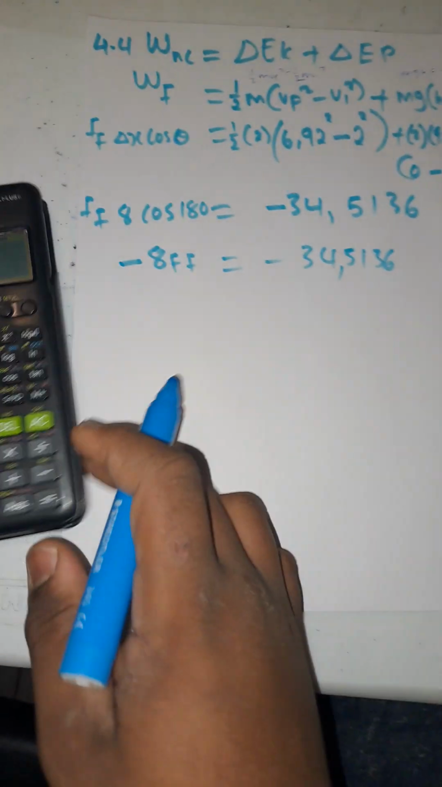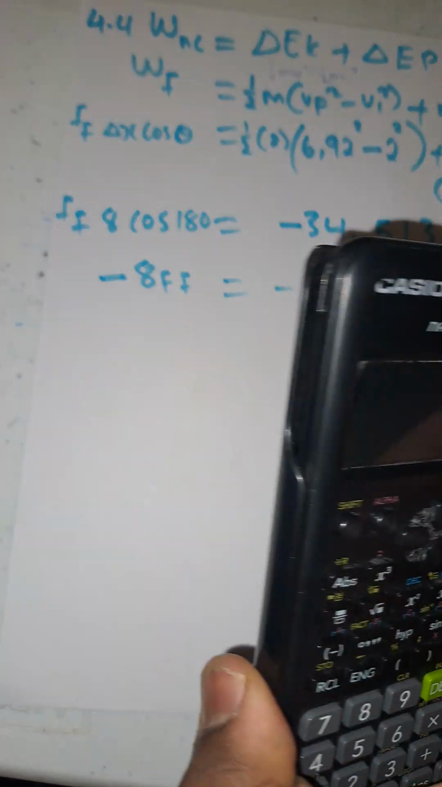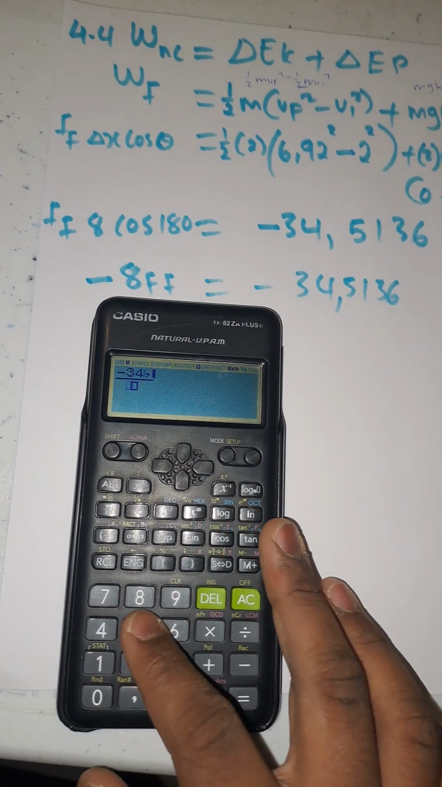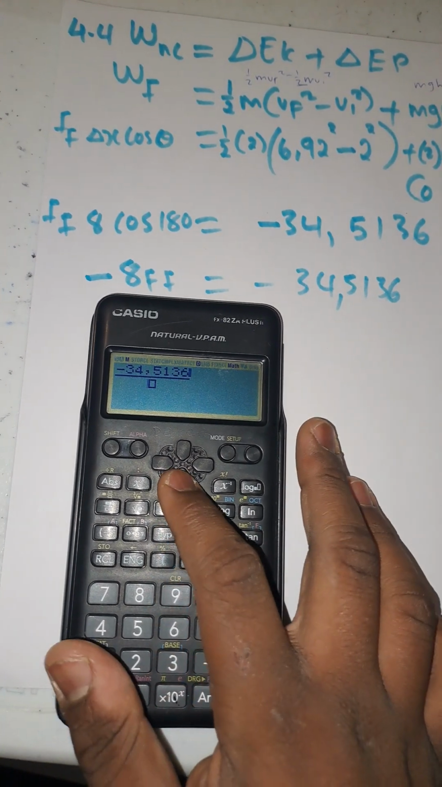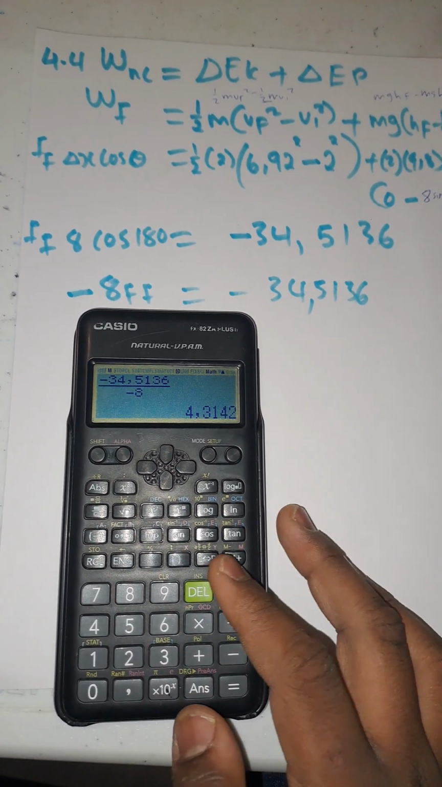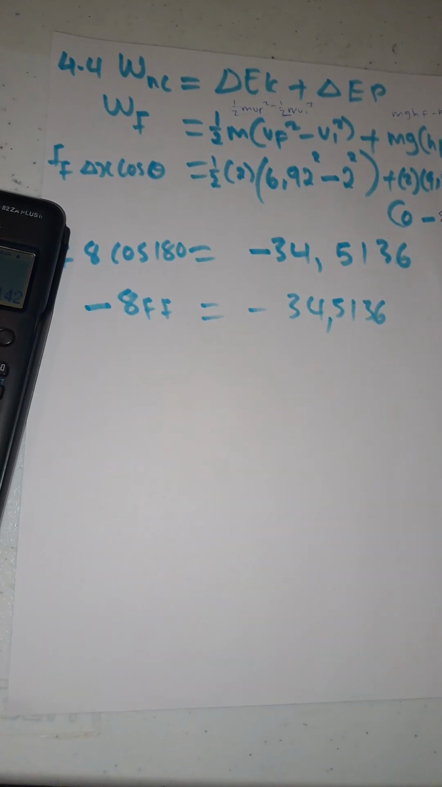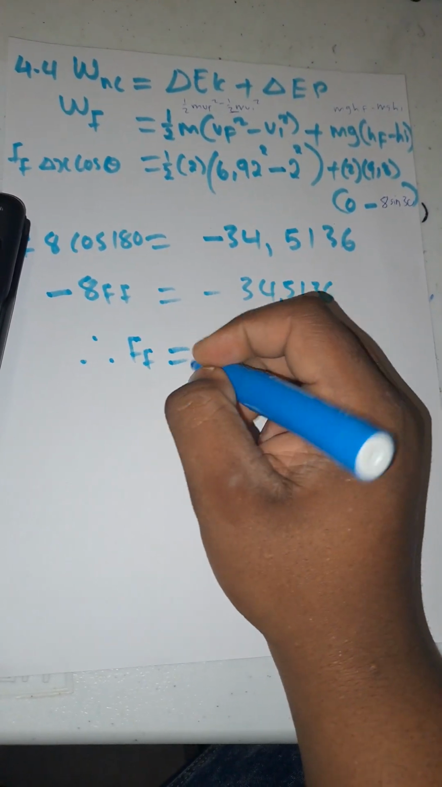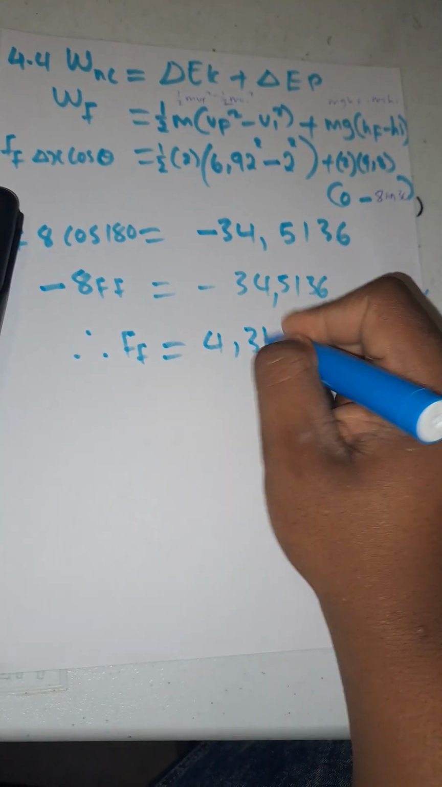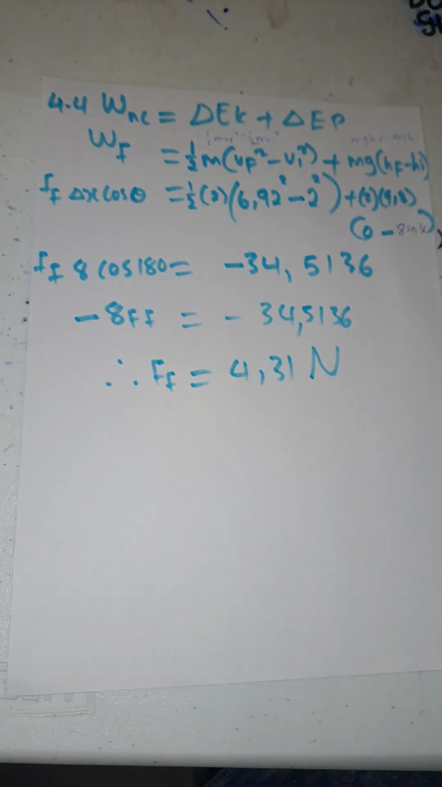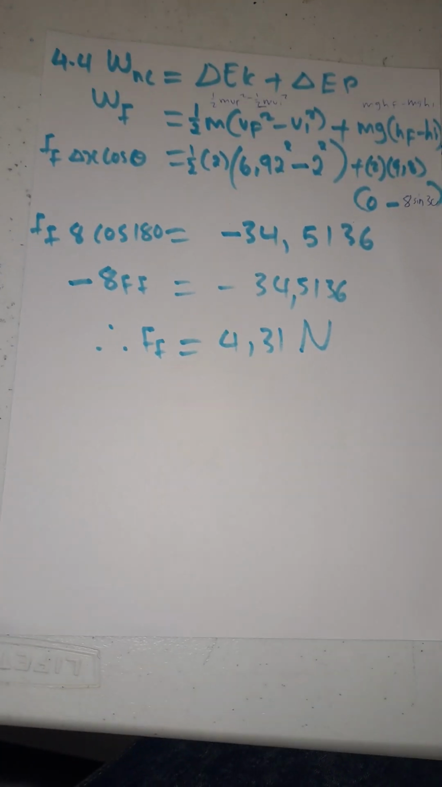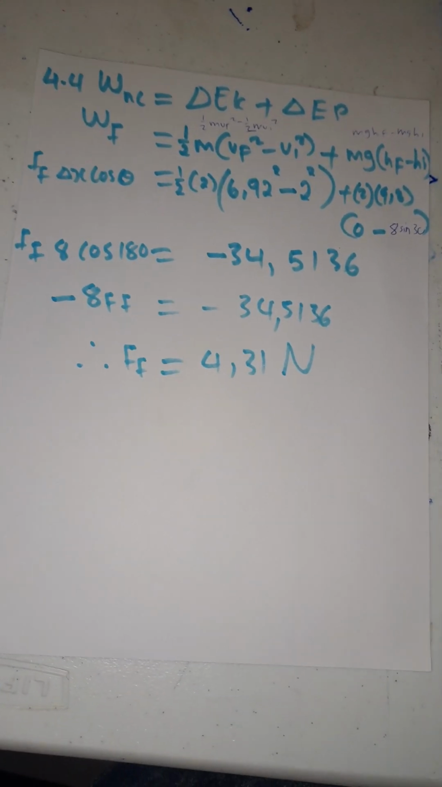I want to check something there before I continue. That answer is gone, sorry. So what is it? Negative 34,5136 over negative 8. What is the answer? 4,3142. So I divided both sides by negative 8. So therefore my answer is 4,31 newtons. I'm allowed to round off since I found the answer. You see? Simple now. So that's how I got my answer there. Just be careful there. Don't let the question trick you, because this is the height, this is the distance.